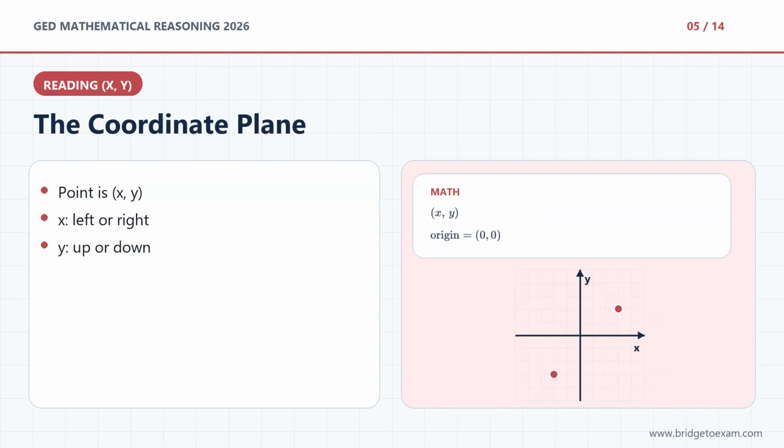Every point on the plane has an address written as (x, y). The first number tells you how far to move left or right along the horizontal x-axis. The second number tells you how far to move up or down along the vertical y-axis. The center, where they cross, is the origin, at (0, 0).